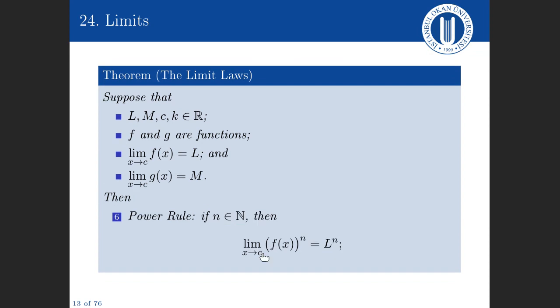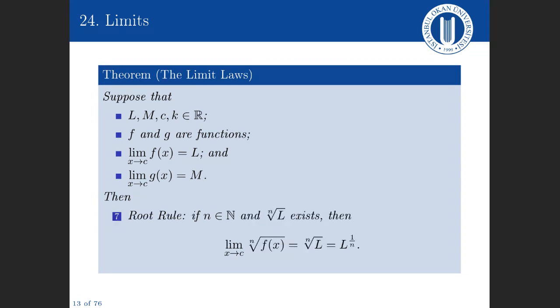We have a power rule. The limit of f to the power n is equal to the limit of f all to the power n. And we have a root rule. Again, we need to be a little bit careful. We need to make sure that the nth root of L exists, because of course the square root, for example, of minus 1 doesn't exist in the real numbers. Then the limit of the nth root of f is the nth root of L.